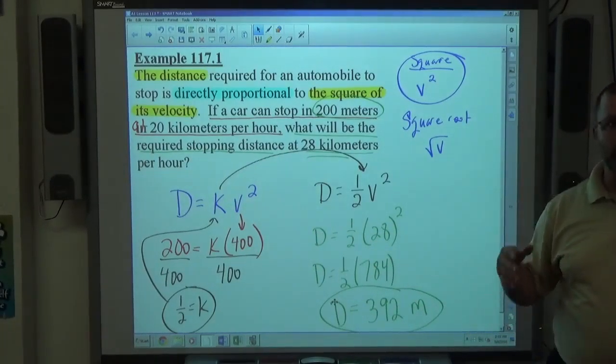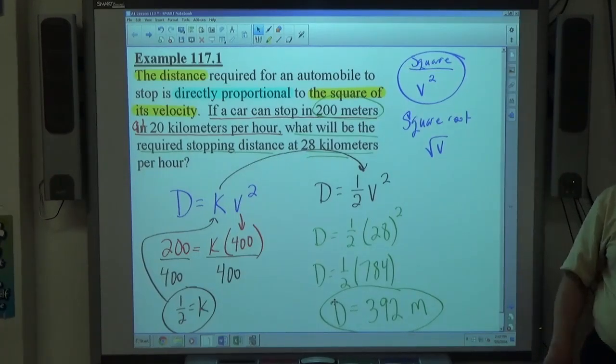They're not going to do anything tricky right now, but just make sure you get the proper units on your answers. That's how you establish the proper units.